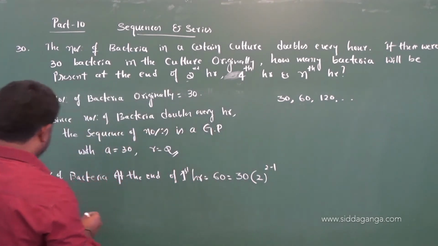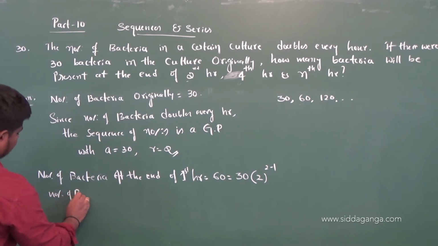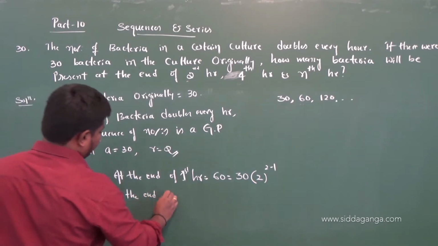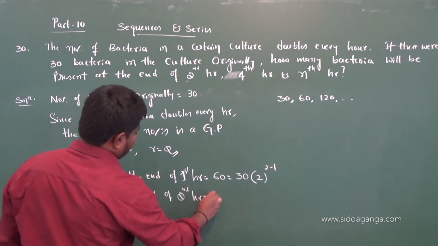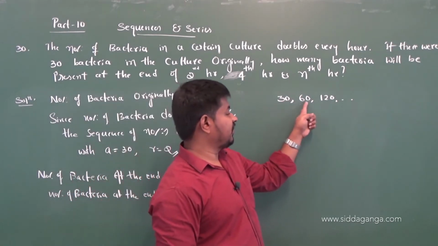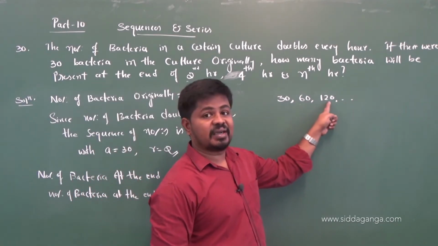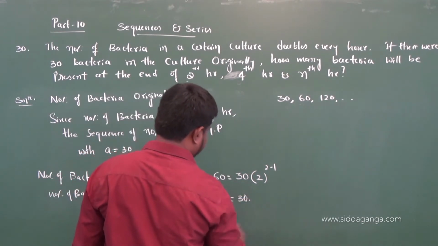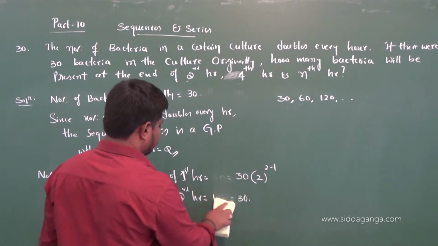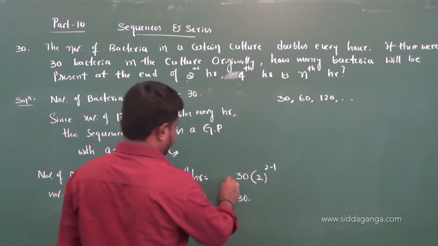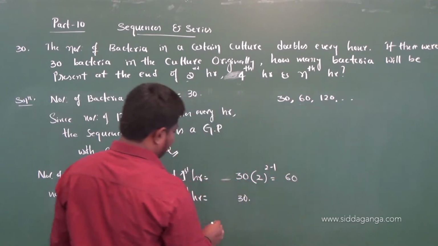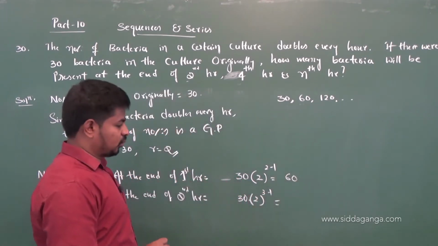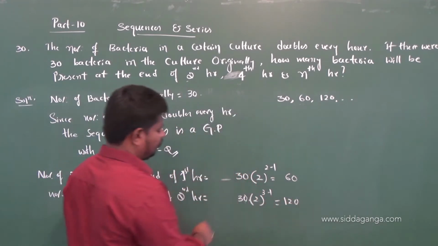Now, in the same way, the number of bacteria at the end of second hour, in the sense it is the third term, right? This is originally, this is at the end of first hour, this is at the end of second hour, third term. You can write directly 30 into 2 power of 2 minus 1, you get 60. Here also, this is the third term, 30 into 2 power of 3 minus 1, right? So you get 120.